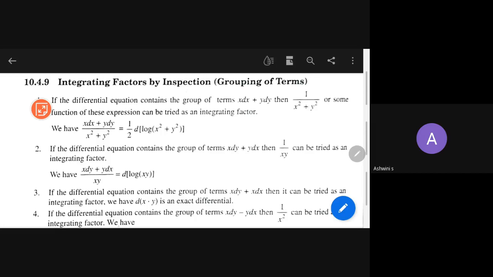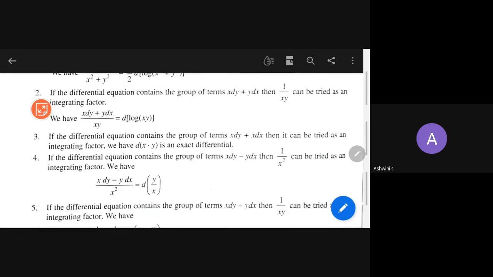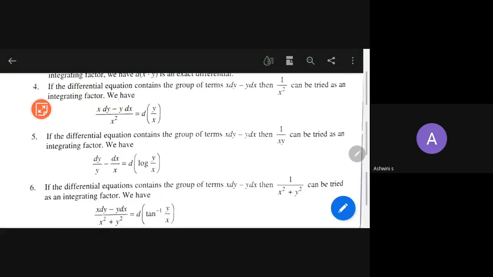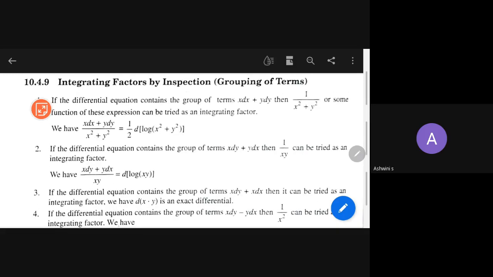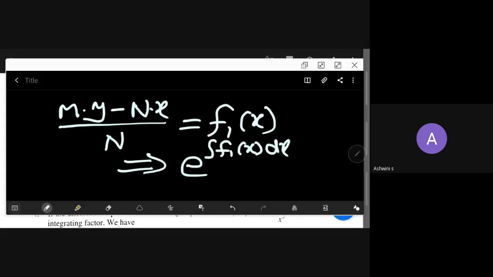So I have given some guidelines here, 1, 2, 3, 4, 5, 6. As and when required, we have to see something like, you have (x dx plus y dy) by (x square plus y square). If you find such a term, then immediately you can write it as half log (x square plus y square). And similarly, (x dy plus y dx) by xy is d log xy. See, this is very easy, in fact, how to look at these things.